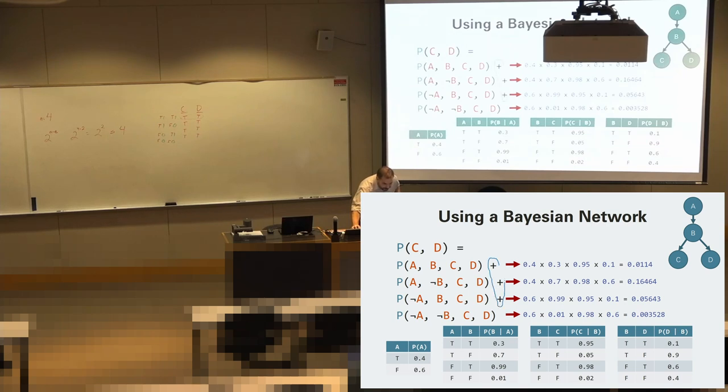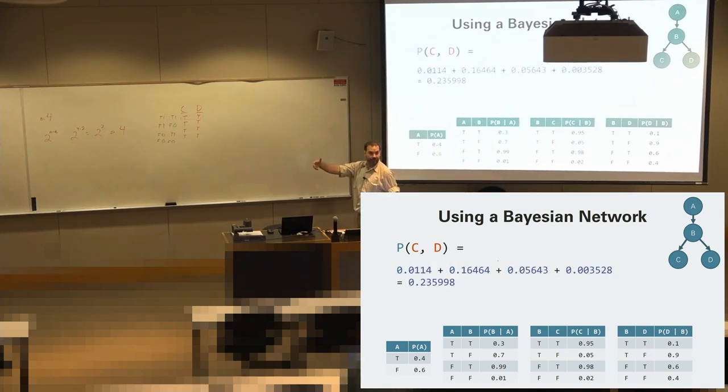Notice what was also hiding in the background there: the plus sign. The probability of C and D being true is essentially the summation of all the other possible situations that are not being observed, added together. So that 0.01 plus that 0.16 plus that 0.05 plus that 0.003, all of those are being added together. And that produces the probability of C being true and D being true: 23.59% or whatever.